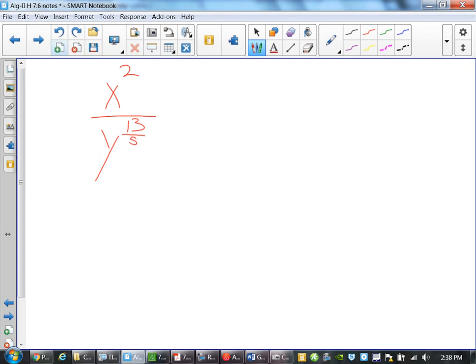Let's say you had x squared over y to the 13/5. What's the next whole number as far as the fraction would have to be? I'd have to get it to 15 over 5. So what do you add to it? 2/5. Right, because you're adding your exponents when you multiply by the same base.